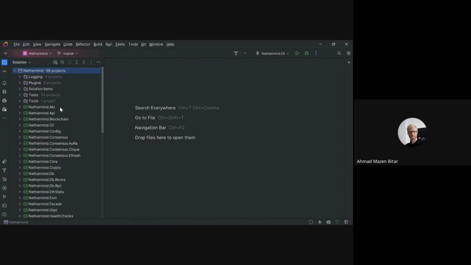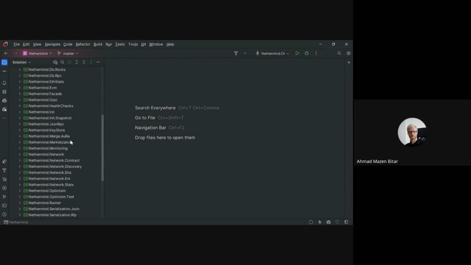So let's start with the project structure. In Nethermind, let's start with one thing, which is the Nethermind runner. This is the application that starts Nethermind, right? This is the application that starts it up, sets it up, and sets up all the things that are required to run the node. So this is the startup project.